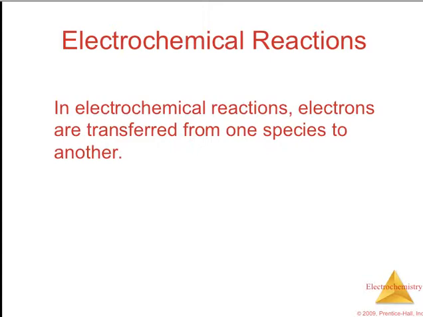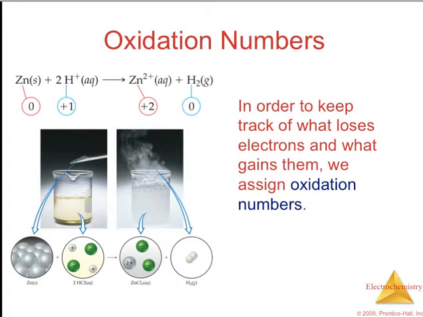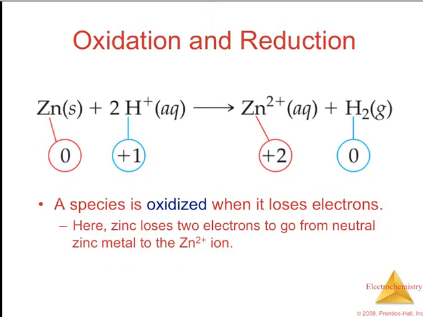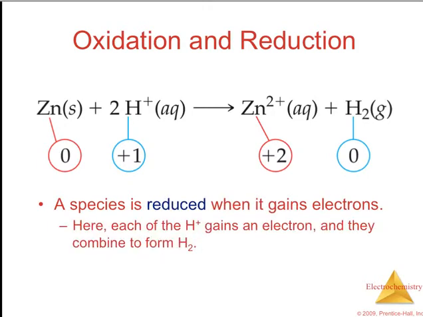Electrochemical reactions: electrons are transferred from one species to the other. We assign them oxidation numbers to keep track of what's losing and gaining. As mentioned, a species is oxidized when it loses electrons and reduced when it gains electrons.